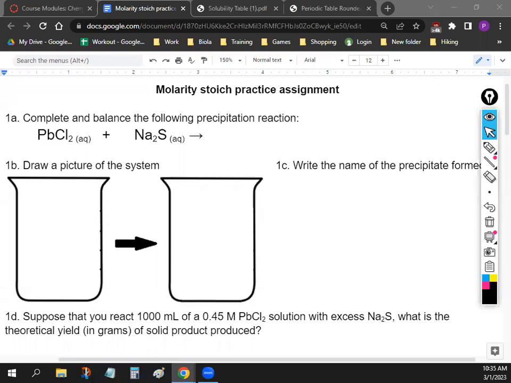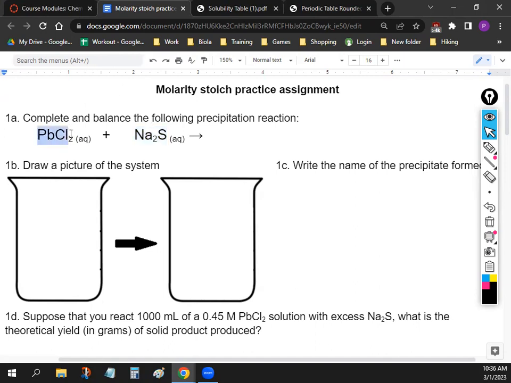Okay, so for part A, this is something that we've been doing, right? We've been learning how to balance these precipitation reactions. It's not too bad. I'm gonna go through this part a little bit quickly since you should be pretty familiar with it. But what you want to do is take a look at each chemical and figure out what ions come out of it, right? What the positive and what the negative ones are.